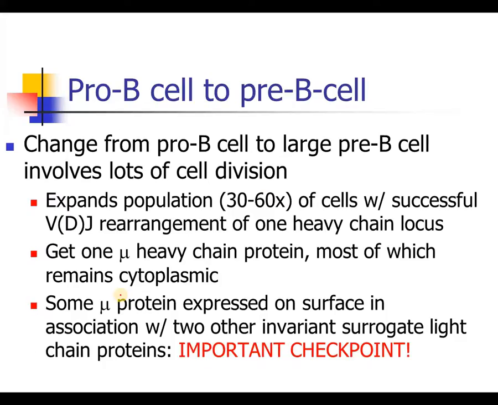The next step is to move from a pro-B cell to a pre-B cell. Again, there's going to be a lot of changes. The pro-B cell will enlarge to become a larger pre-B cell, and it involves lots of cell division. The population is going to expand 30 to 60 times, so that's a lot of cell division. And during this process, there will be successful VDJ rearrangement of one heavy chain locus.